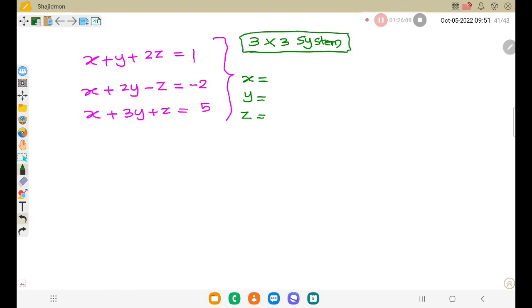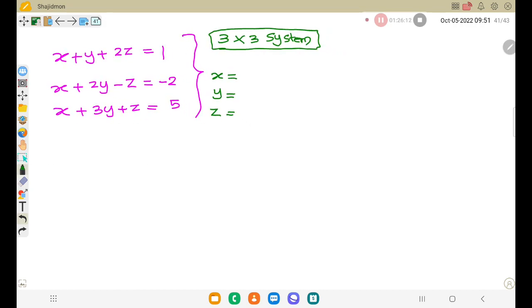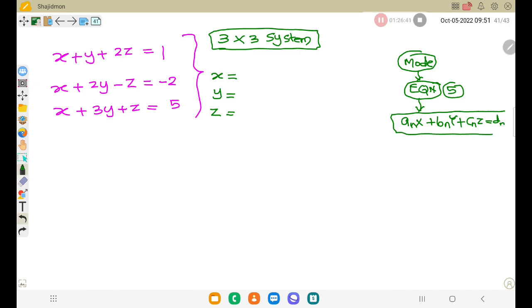From this 3 by 3 system, we need to calculate what our x, our y, and our z are. We do this by using the calculator. To go to the calculator, press the mode button. After that, number 5, equation. After that, you can see one option, anx + bny + cnz = dn, correct? Because here we need to find 3 variables, x, y and z, that is why we are choosing anx, bny, cnz. That is number 2 on your calculator.